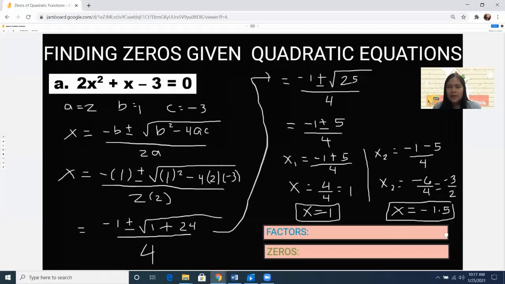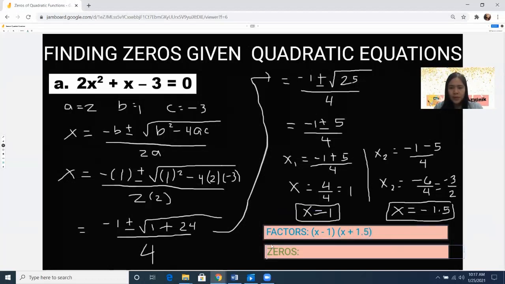Nice. Okay, how to write the factors? We'll just write the factors in the form of groupings. Okay, so let me just edit this one. There you go. So let us write the factors. The first factor is x minus 1. It will become minus. Remember that we will move it to the other side. And this one is x plus 1.5.